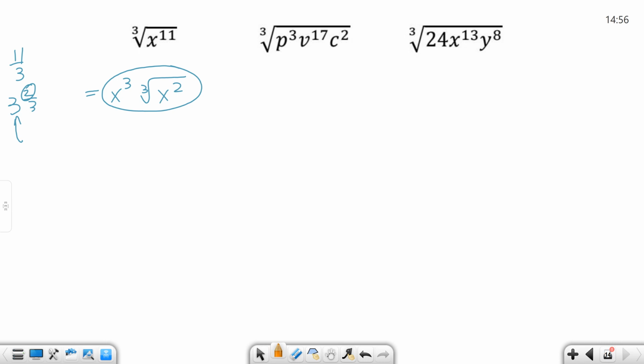my tribute to PVC pipe, right? So the cube root of p cubed v to the 17th c squared. How many terms is it? It's one term, right? There's no pluses or minuses. How many factors? There's 3 factors, the p's, the v's, and the c's, right? But it's still one term.